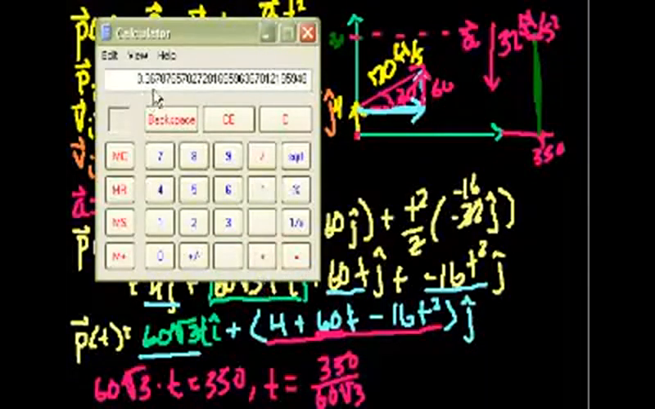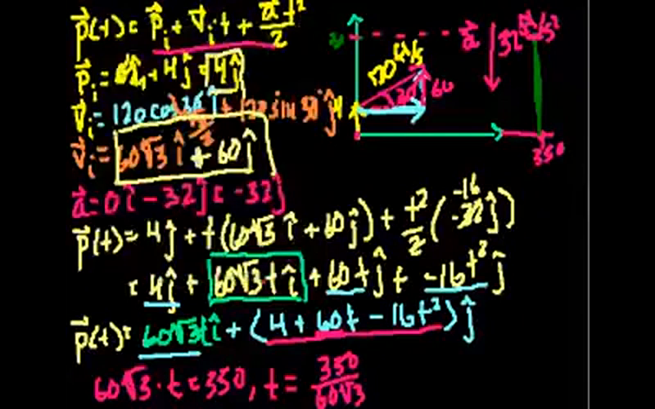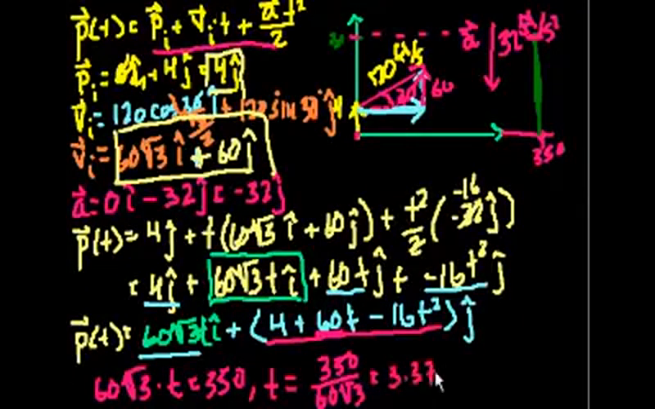Okay, so let's say 3.37 seconds. So this ball's moving fast. It went 350 feet in only 3.37 seconds. Oh, I guess that makes sense. I mean, when I look at a baseball game, the ball's not in the air that long. So at 3.37 seconds, how high is the ball?